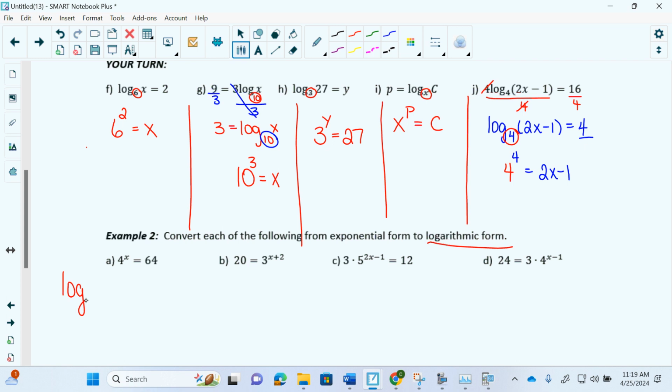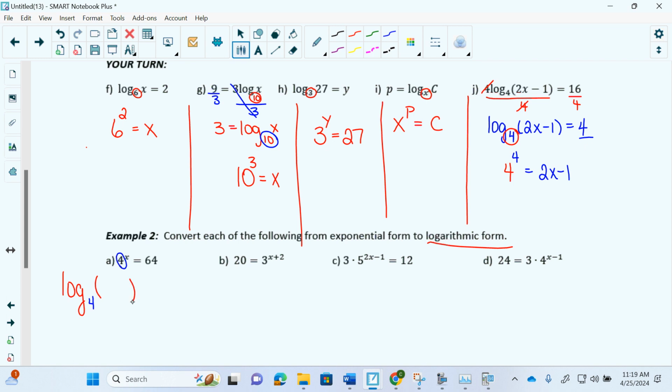Okay, bases stay bases, right? So what's the base of my exponent here? 4. Do you see it? The base of my exponent. It's going to go in the base of my log. Do you see how I'm doing that? Base of the exponent becomes the base of the log. Same spots. Now a log always has to have something beside it.